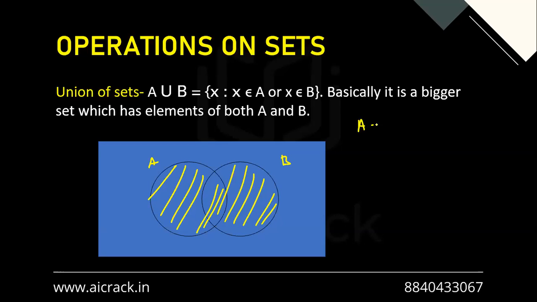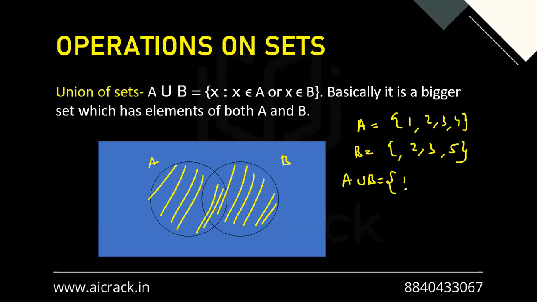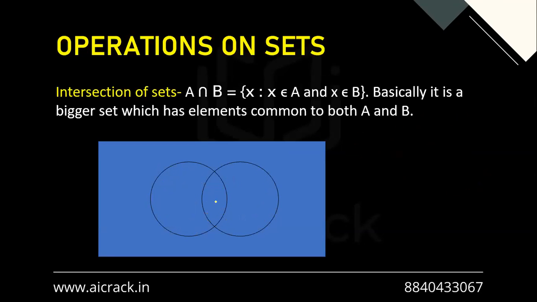Let's take an example. A equals 1, 2, 3 and 4. Let's say B equals 2, 3 and 5. So we can see that we have overlap of 2 and 3. 2 and 3 are common. In case of A union B as a set, we can write 1, 2, 3, 4 and 5. So we have written 2 and 3 just once, since they belong to this overlapped region.